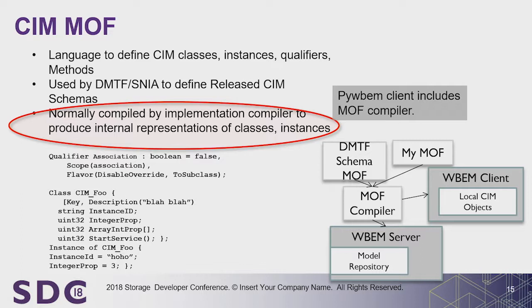Okay. I mean, simplistically, this is what it looks like. That's a qualifier definition. That's a class definition, which basically defines a bunch of properties. And here is a qualifier that says this property instance ID is a key. Okay, and here is the definition of an instance of a SIM-foo, which has a particular instance ID and a particular integer property.